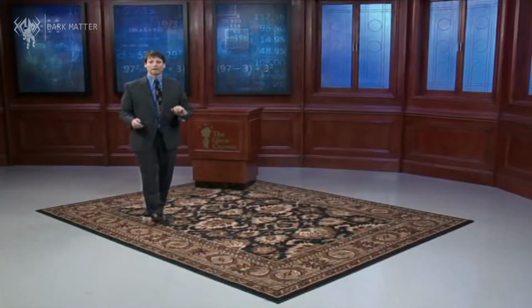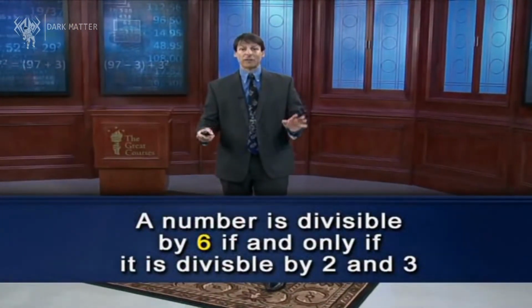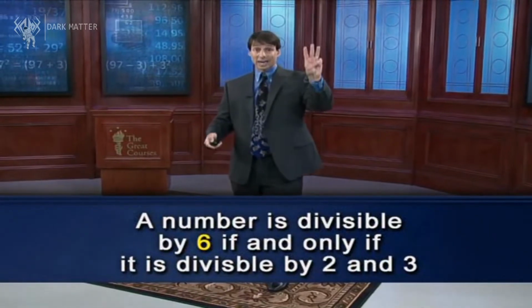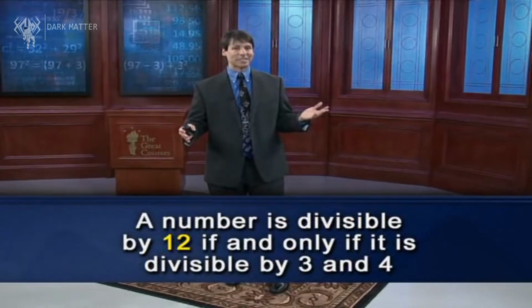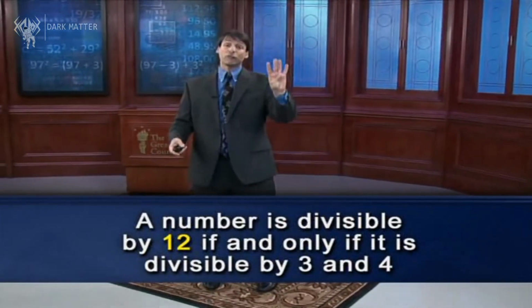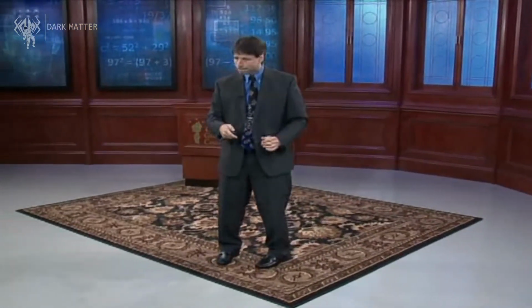So far, we've discovered divisibility rules for 2, 3, 4, 5, 8, 9, 10, and 11. We're missing 6, 7, 12, and higher. Now, 6 and 12 are easy. A number is divisible by 6 if and only if it's divisible by 2 and 3. And a number is divisible by 12 if and only if it's divisible by 3 and 4. So the only small number left to look at is 7, which is more complicated.